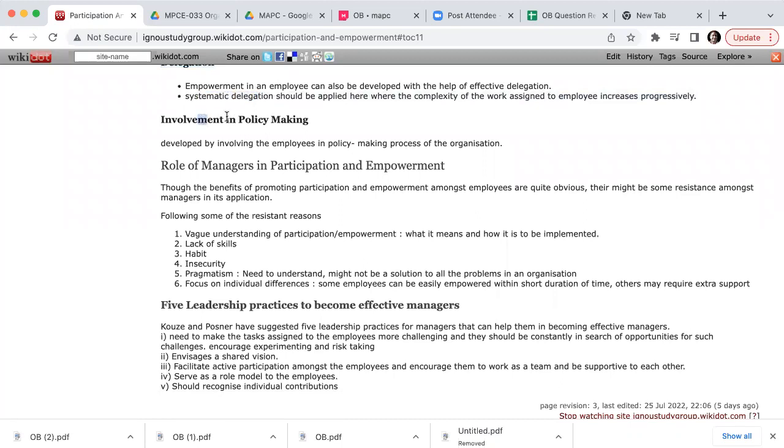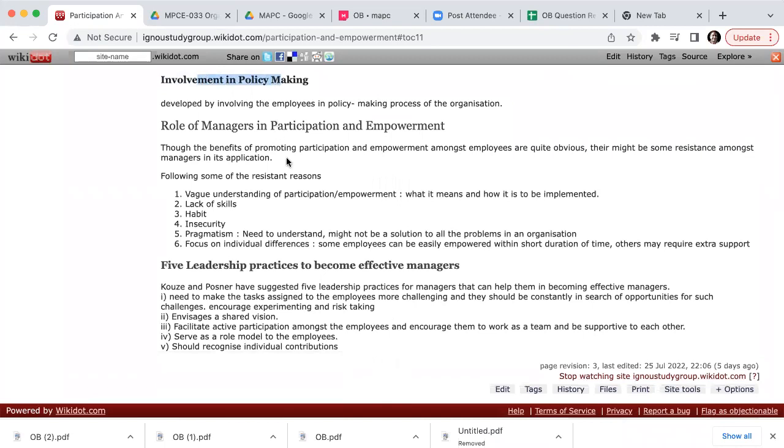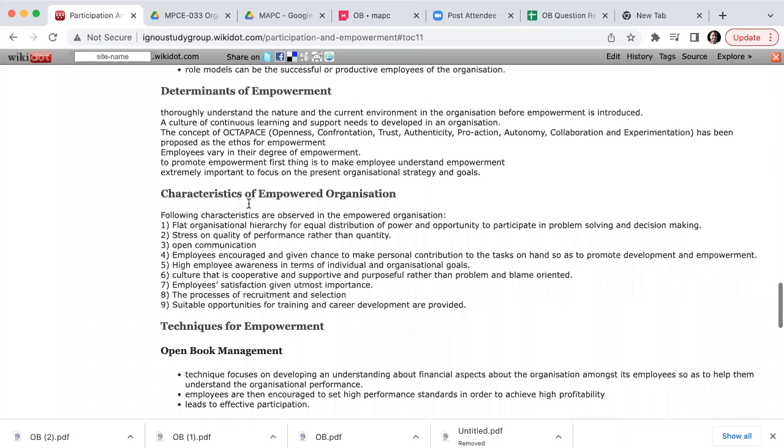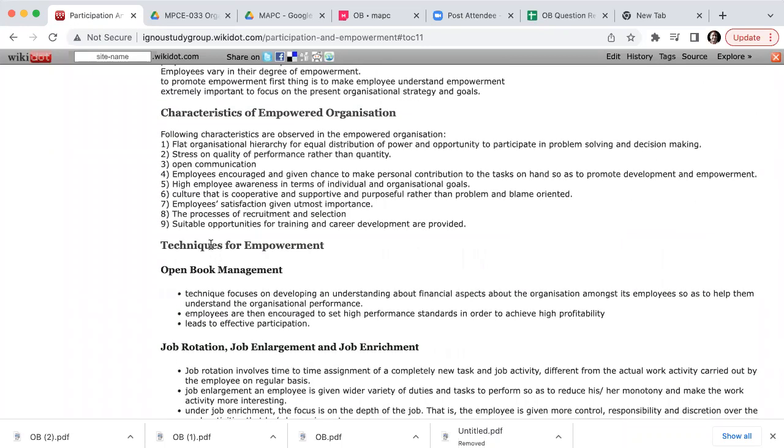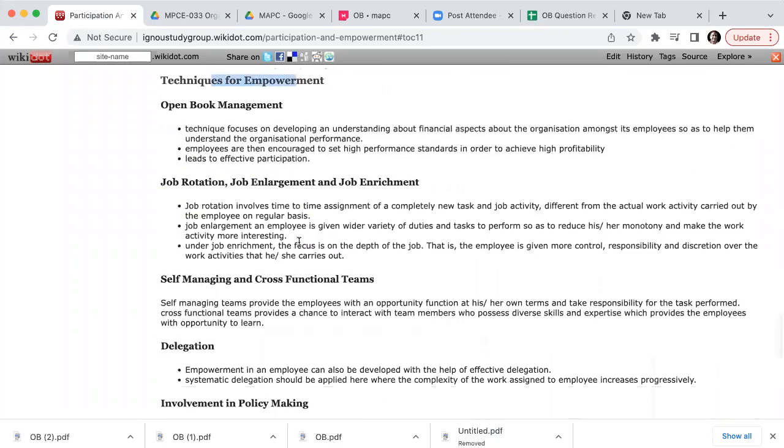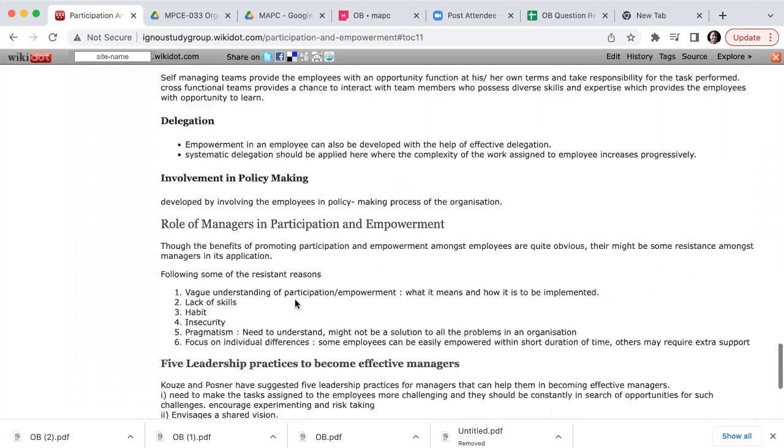And involving people in policy making. So what are the roles of participants? We completed techniques for empowerment. These are all techniques for empowerment.